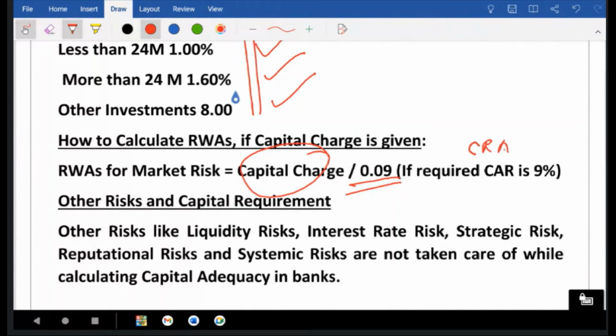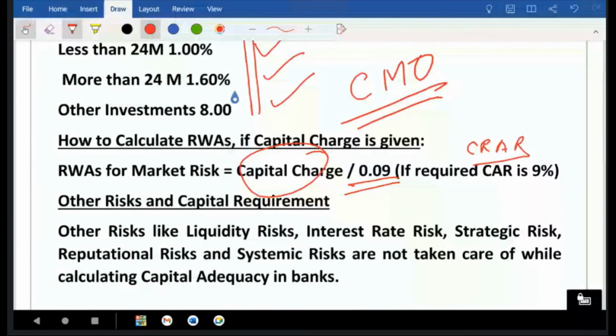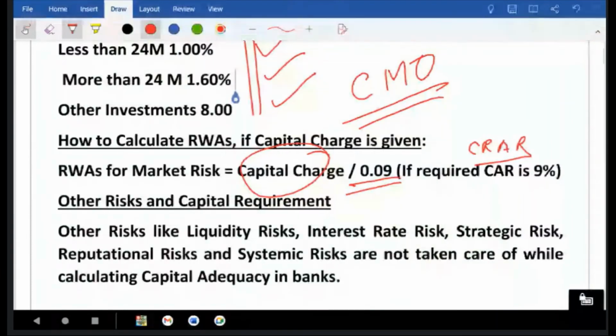Other risk and capital requirement. Other risks like liquidity risk, interest risk, strategic risk, reputational risk, systemic risk are not taken care of while calculating capital adequacy in the bank. So we are taking only three risks: credit, market, and operation, because in the denominator we are taking the RWA of all these three only.